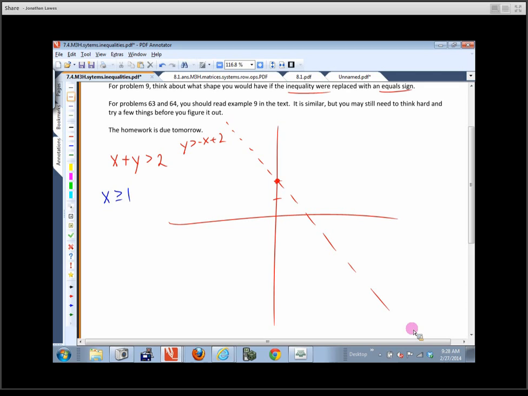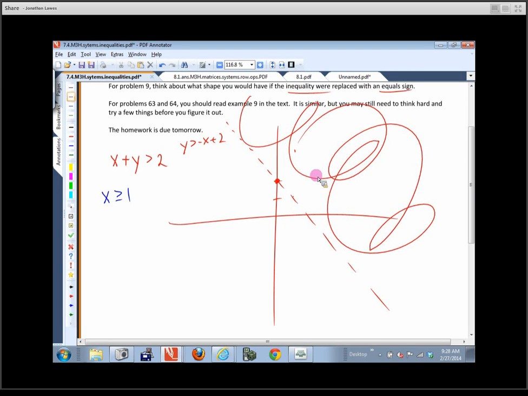Now, how do you decide which way you shade? You can look at the inequality. You can pick a point. There are lots of different things. I find the easiest thing to do is this. This is y is greater than. Which direction does the y-axis run? It runs up and down, right? So put your pencil on the line, and then this says y is greater than. If y is greater than, would I go up or down? I'd go up, so I'm going to be on this side of the line, so I'm going to shade this right here.